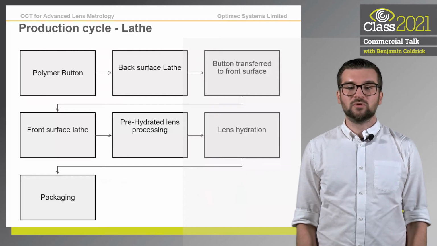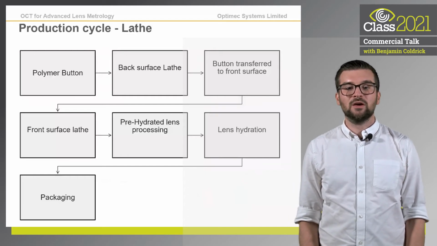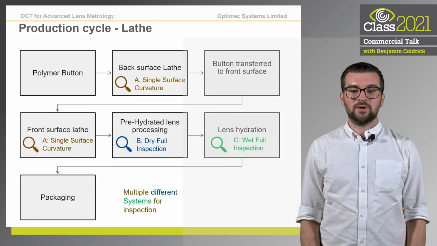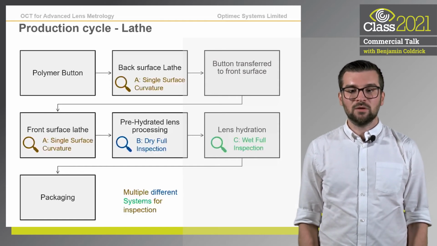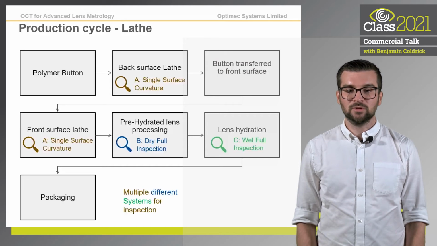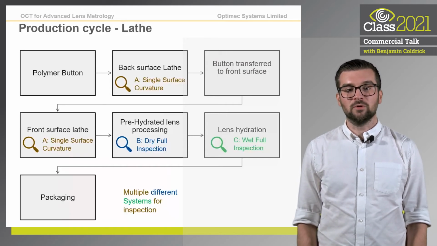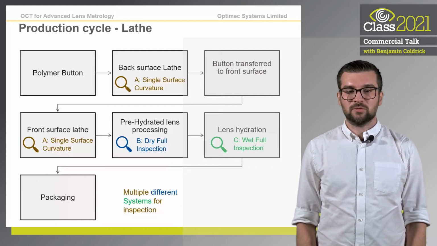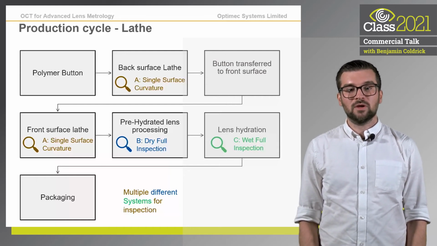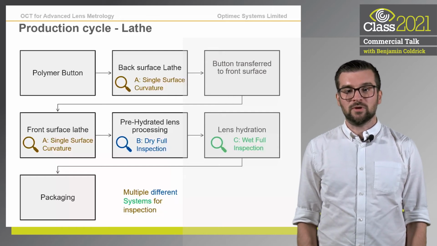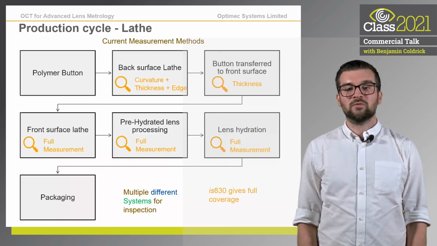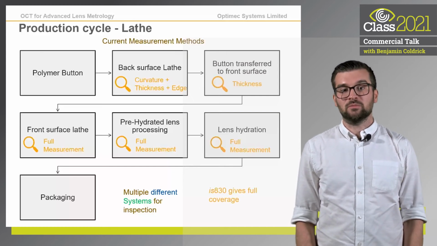To demonstrate the potential for OCT measurement in production, here is an overview of a typical lathe-based manufacturing process. As can be seen, there are a number of measurement points that may be used with current technologies, but full measurement is not possible until the lens is deblocked or removed from production tooling. In addition, multiple technologies are required to obtain these measurements. With the IS830, all of these measurement points and additional ones are possible. The IS830 can also provide full measurement whilst the sample is still on production tooling.